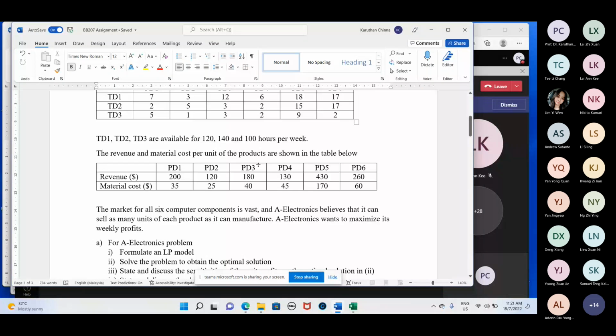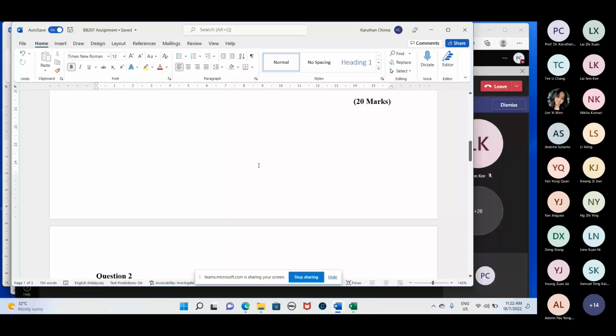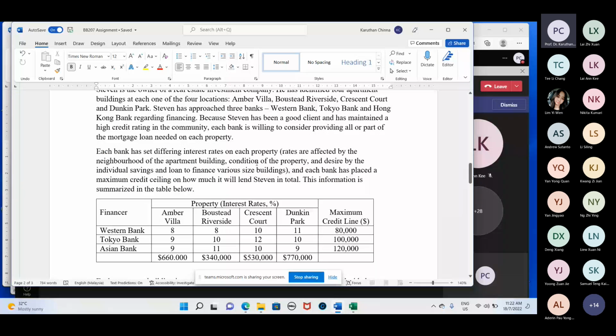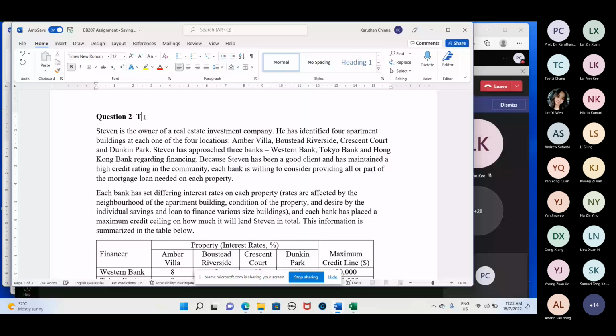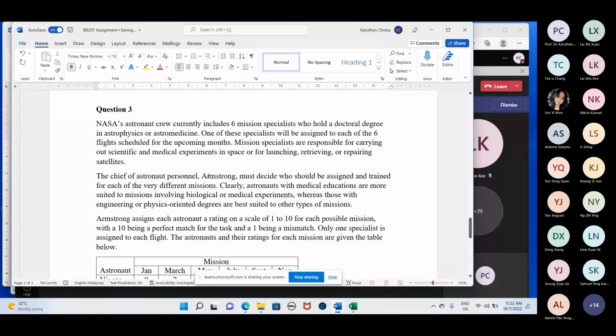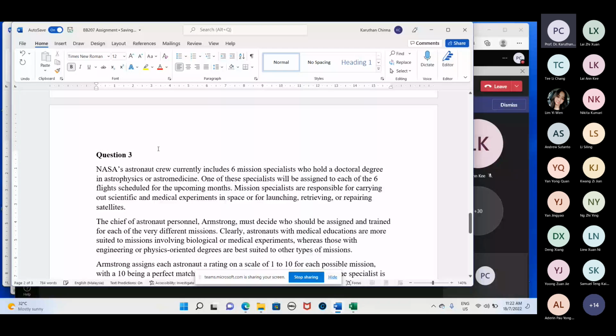Number 2. What problem is this? Transportation. Even though it's on financing, the method is transportation. Number 3 is on assignment. First, you must understand what the problem is about. Okay.